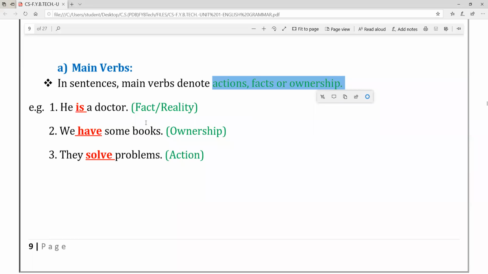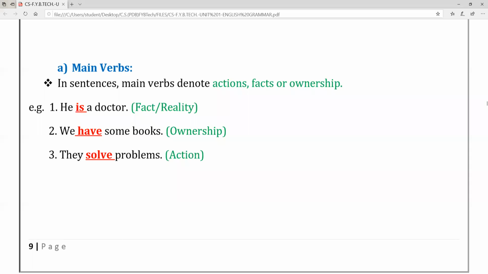Action denoting main verb, facts denoting main verb and ownership denoting main verb. Let's see the first example. He is a doctor. Okay, he is a doctor. So here, he is a doctor.